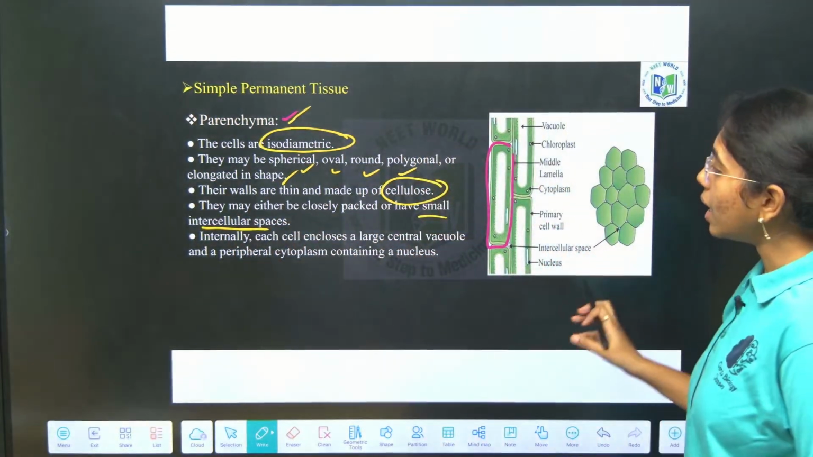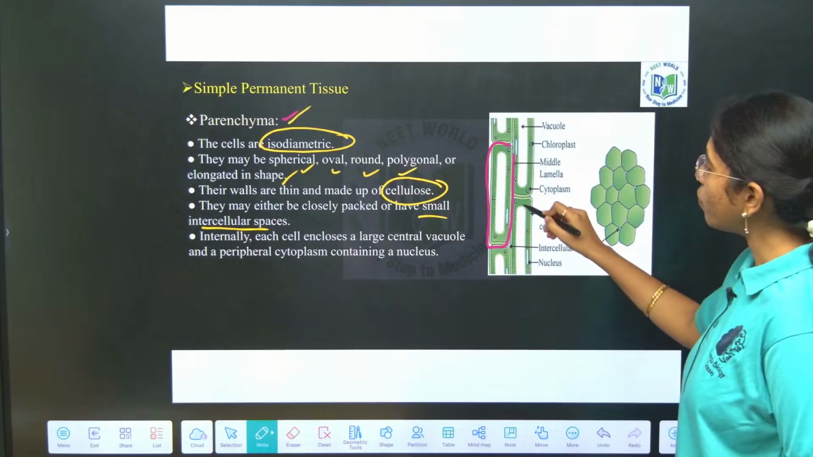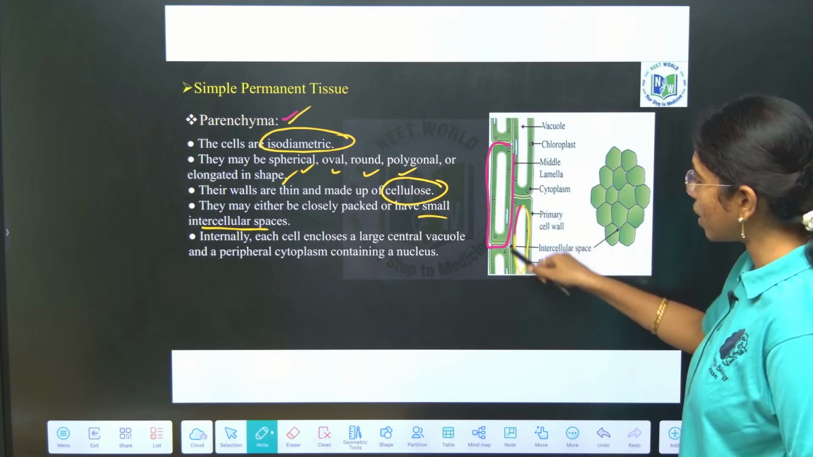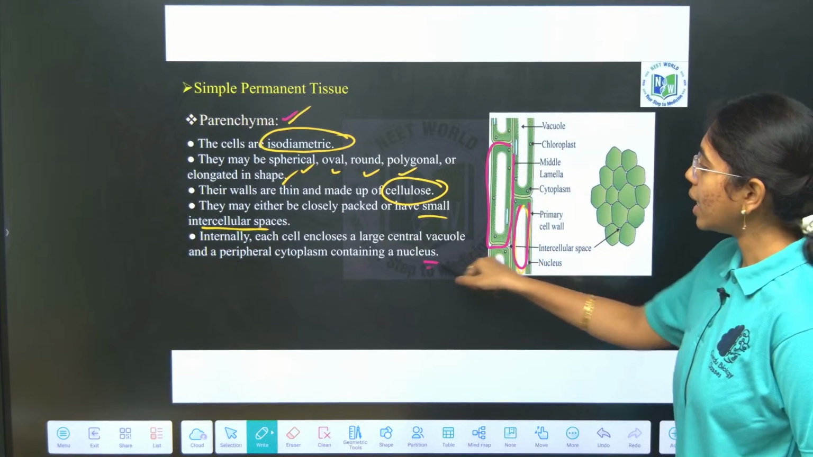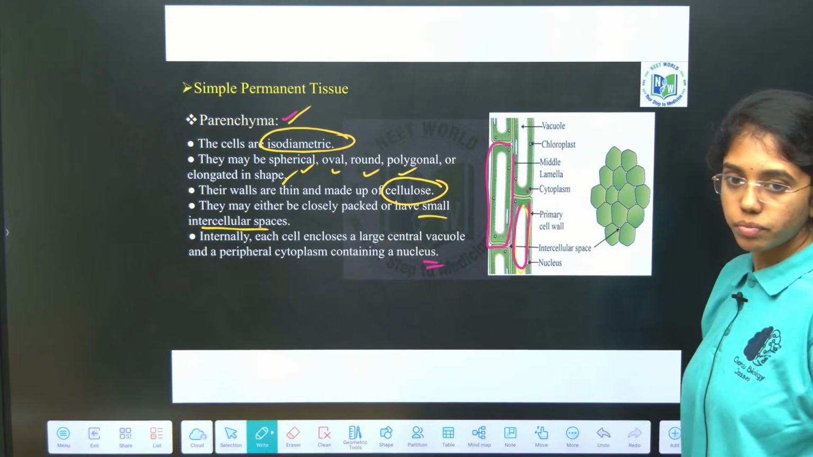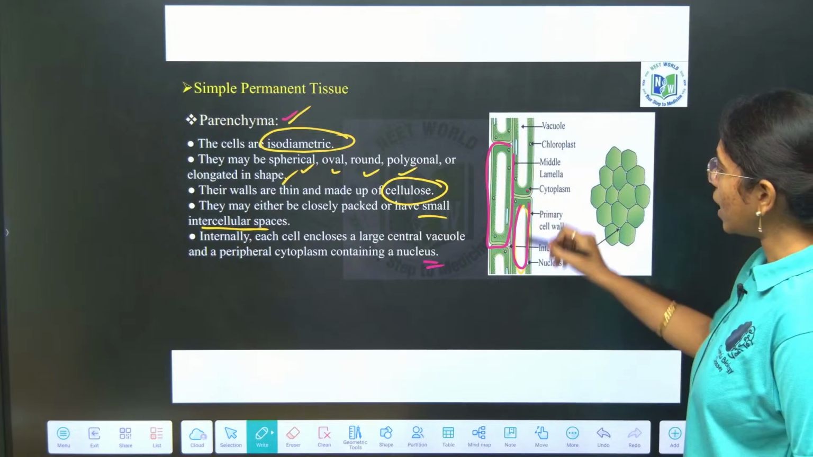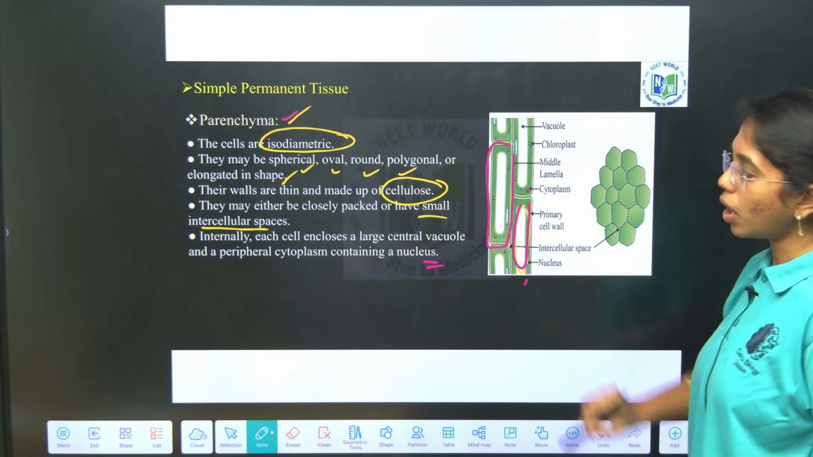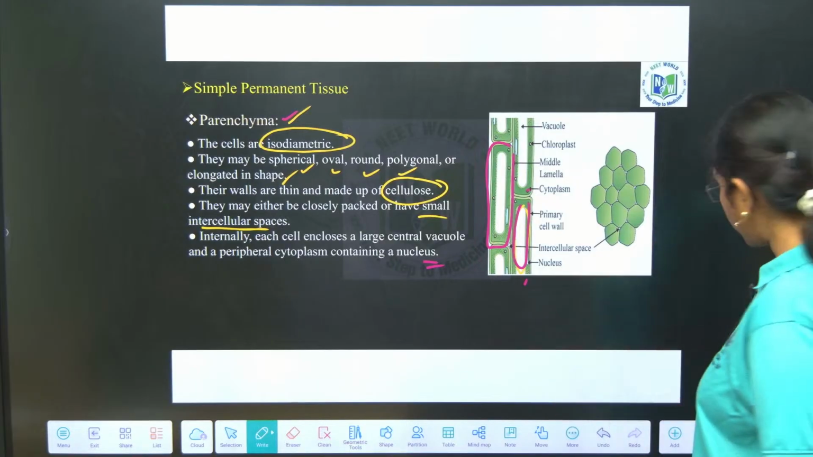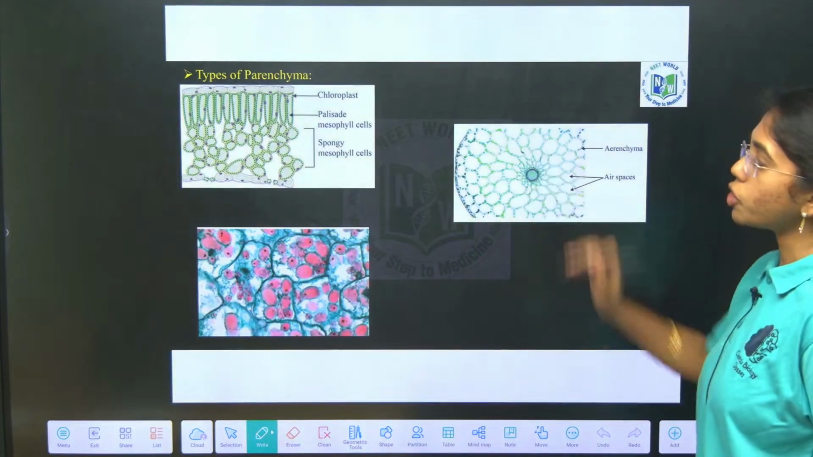Internally, each cell has a large central vacuole and peripherally placed cytoplasm containing a small nucleus. Each cell has what? Large central vacuole, peripheral cytoplasm with a small nucleus. Clear, right?